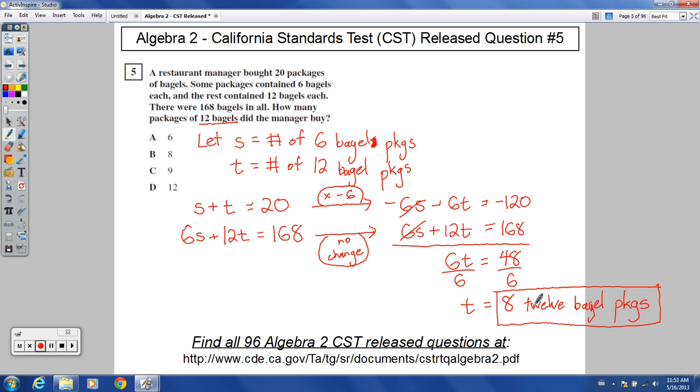If we needed to also solve for S, then again, plug it back in into here or into here, and then solve for S from there. Hopefully that helped you. That is question number 5. The correct answer should be choice B.